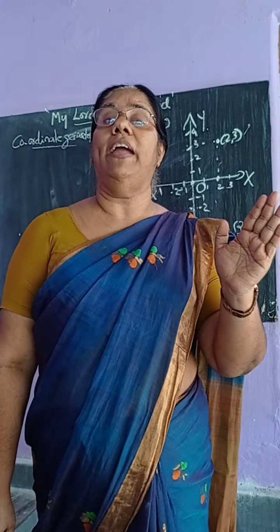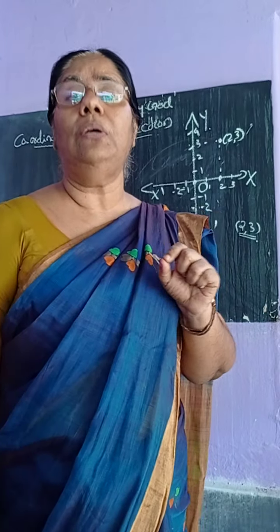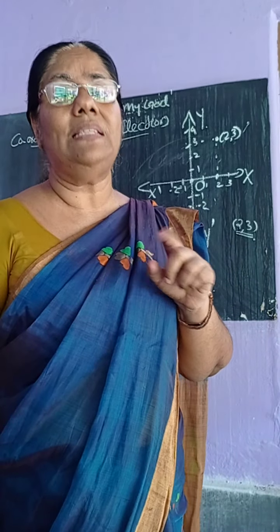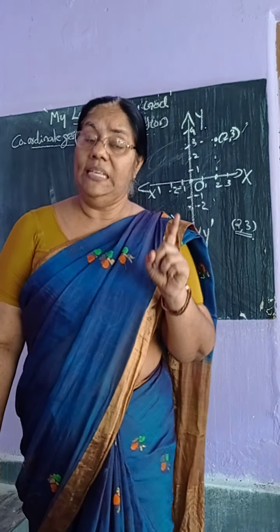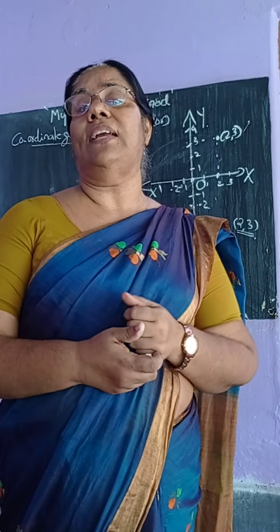Let A (x1, y1) and B (x2, y2) be the 2 points. Then the distance formula is AB equals root of (x2 minus x1) the whole square plus (y2 minus y1) the whole square. I will repeat. The distance between 2 points is root of (x2 minus x1) the whole square plus (y2 minus y1) the whole square. Understand?